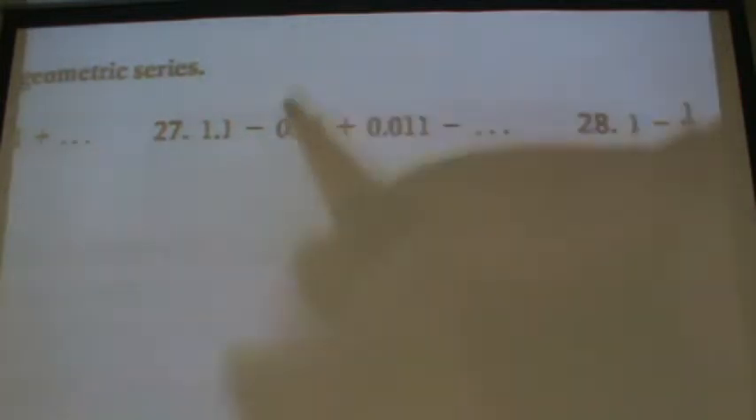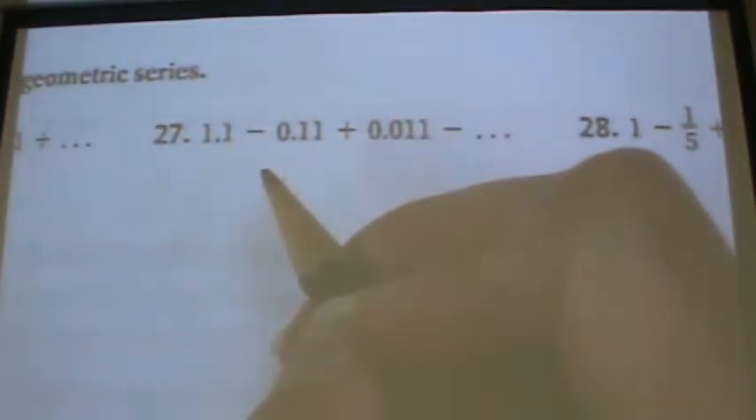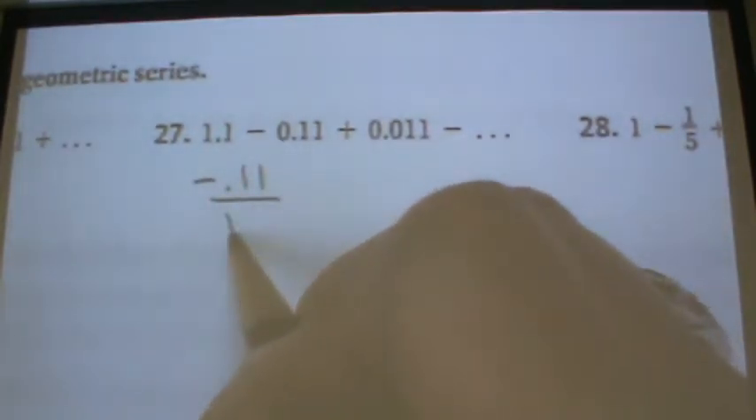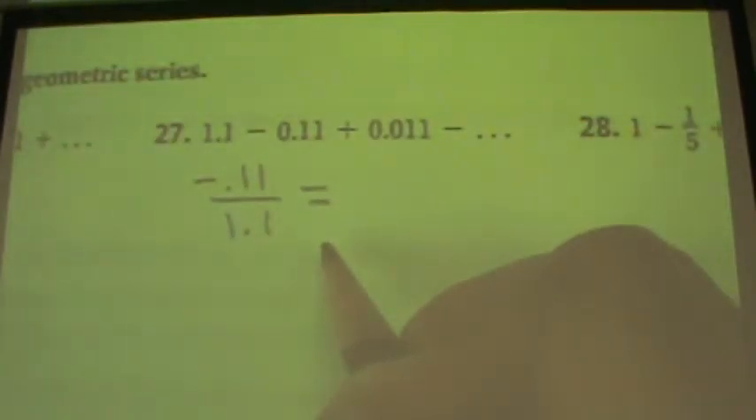Okay, how about 27? First of all, is this geometric? How would you prove that it's geometric? How do you do it? You take the second term and divide it by the first term. Tell me what you get.